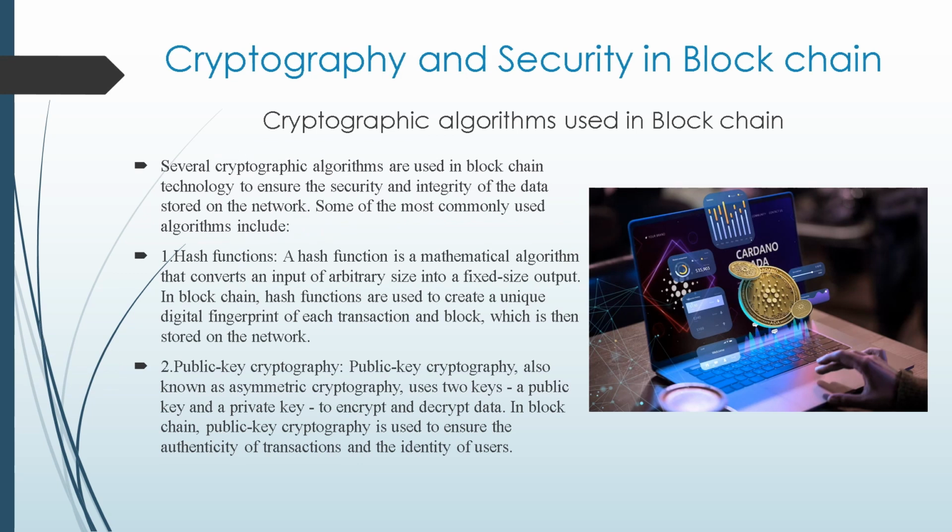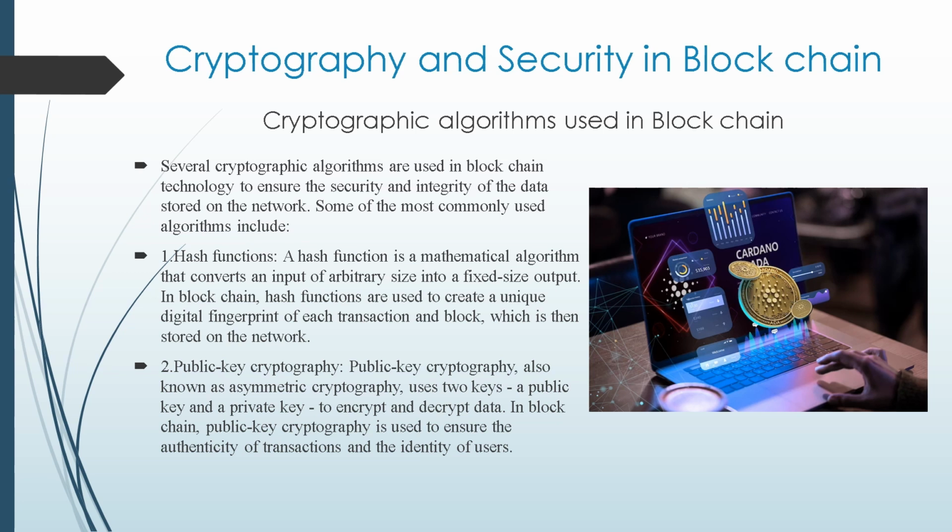Several cryptographic algorithms are used in blockchain technology to ensure the security and integrity of the data stored on the network. Some of the most commonly used algorithms include: 1. Hash functions. A hash function is a mathematical algorithm that converts an input of arbitrary size into a fixed size output. In blockchain, hash functions are used to create a unique digital fingerprint of each transaction and block, which is then stored on the network.